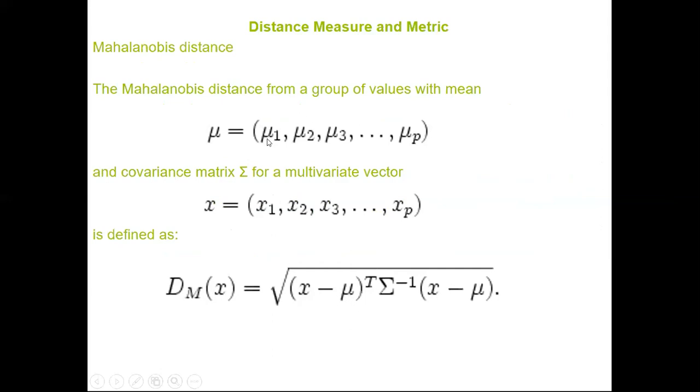Mu is the vector of the first observations, x1 vectors. Then mu2 is x2 vectors. So that is also the correlated value of the mean vector. You just take it here, take the transpose.